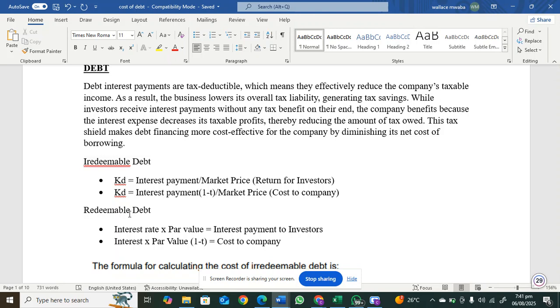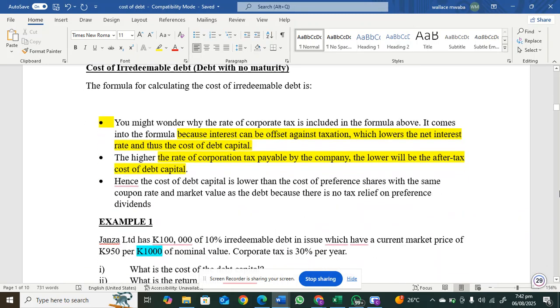Irredeemable debt means the debt has no maturity date. So you just keep getting interest payments, and the debt won't mature. We're going to look at how we can calculate the cost of debt, first for irredeemable debt, then for redeemable debt. So let's start with irredeemable debt.